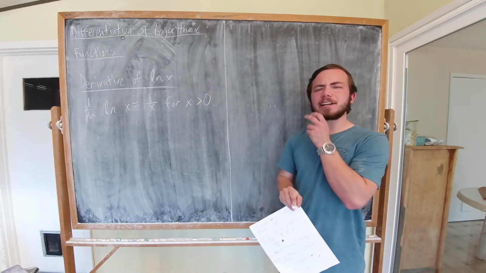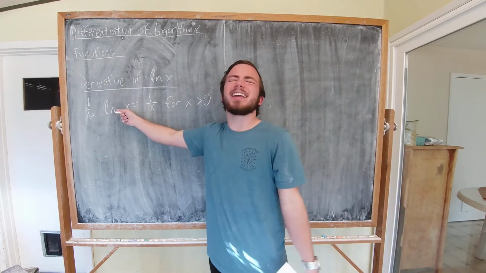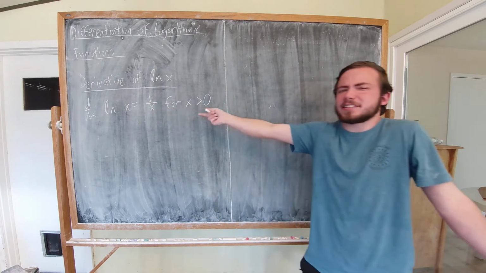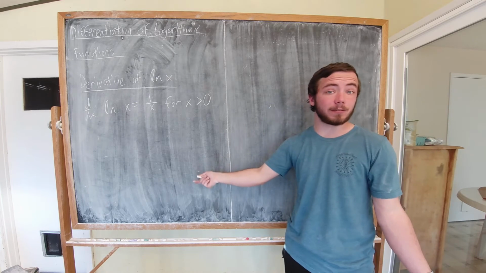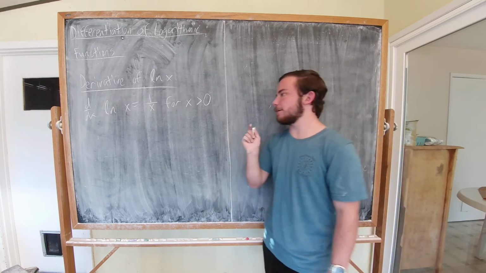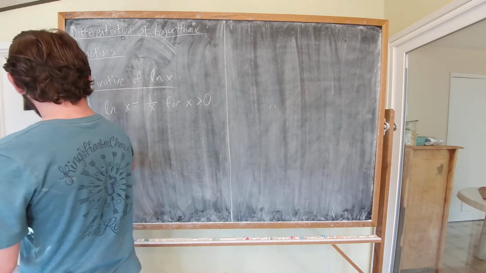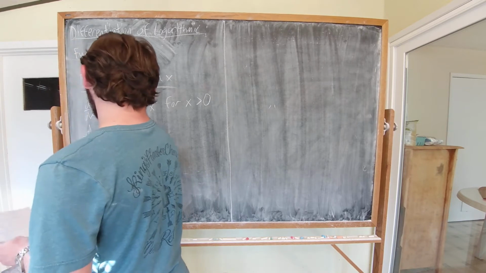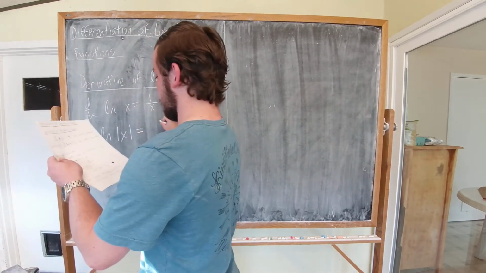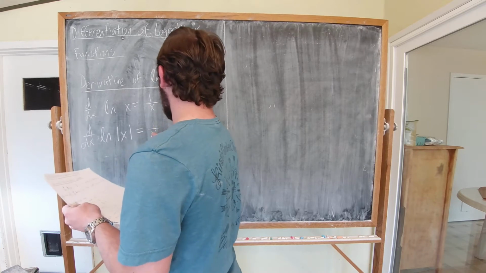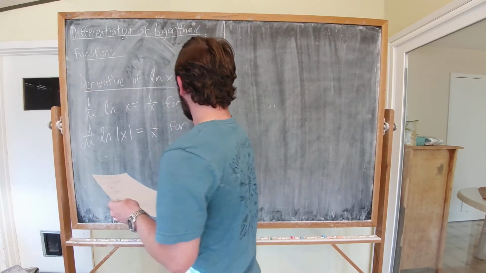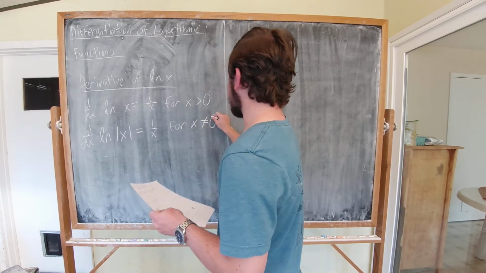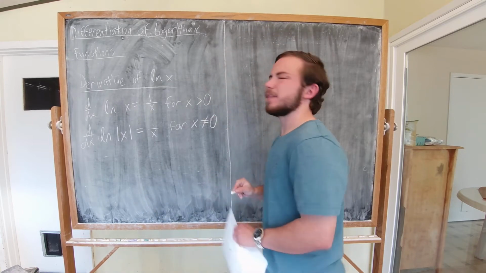Why this restriction for x greater than 0? Because the domain of the natural logarithm is only positive numbers, right? It doesn't make sense to take a derivative at a place where the function itself doesn't even exist. However, what is true is that the derivative with respect to x of the natural log of the absolute value of x is also equal to 1 divided by x. And this is true for all x as long as they are not 0.